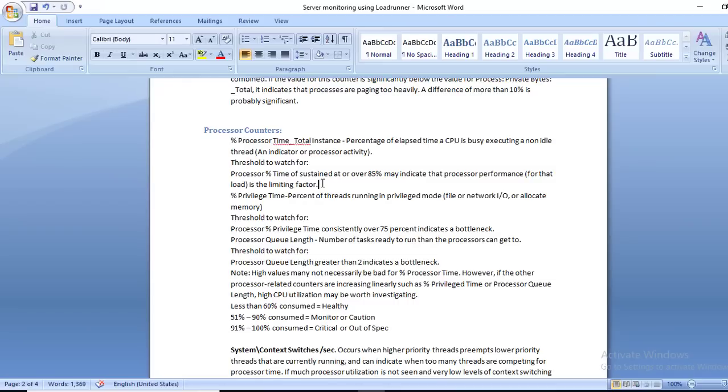It is not a good condition. Processor time should be less. Privilege time is the percentage of threads running in privilege mode, doing file or network IO or allocating memory. Percentage privilege time consistently over 75% indicates a bottleneck. Next, processor queue length. Let us see some of them in the performance monitor.